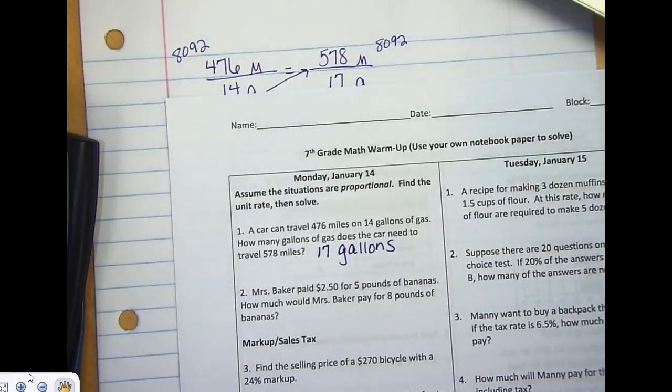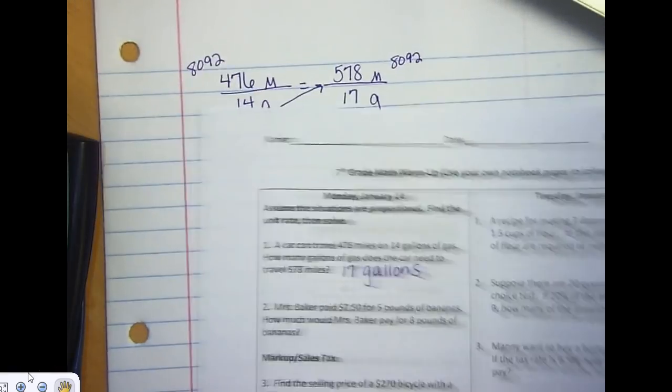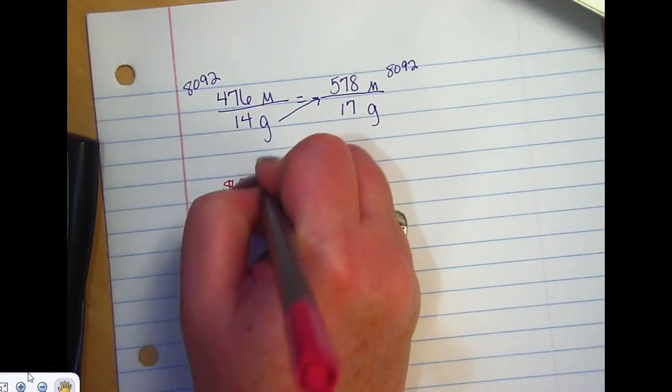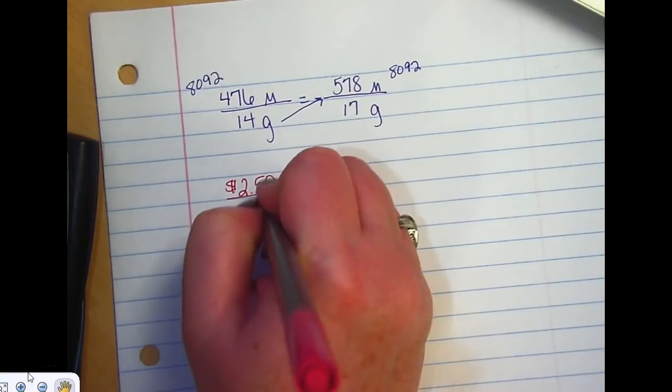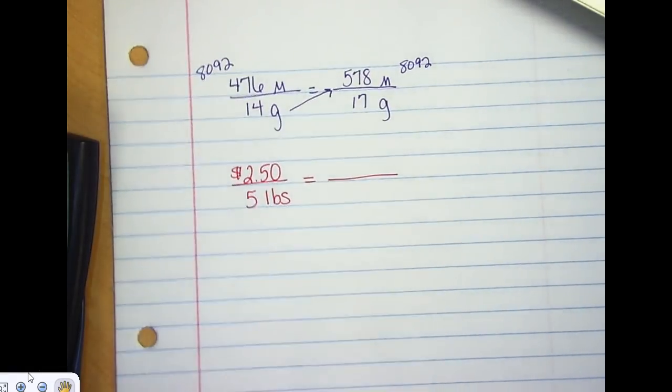Mrs. Baker paid $2.50 for 5 pounds of bananas. How much would Mrs. Baker pay for 8 pounds of bananas? Someone tell me how you set this one up. Shay? $2.50 over 5 pounds equals, what do you have over on the other side, Shay?